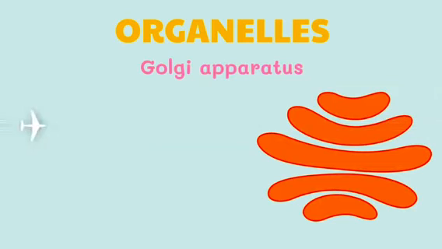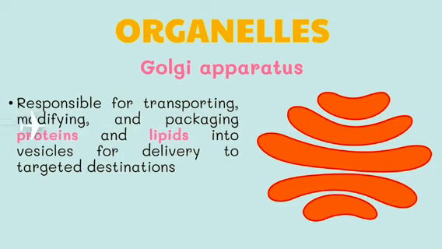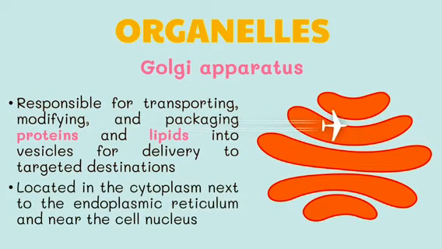Another organelle is the Golgi apparatus. It is responsible for transporting, modifying, and packaging proteins and lipids into vesicles for delivery to targeted destinations. It is located in the cytoplasm, next to the endoplasmic reticulum, and near the cell nucleus. While many types of cells contain only one or several Golgi apparatus, plant cells can contain hundreds.